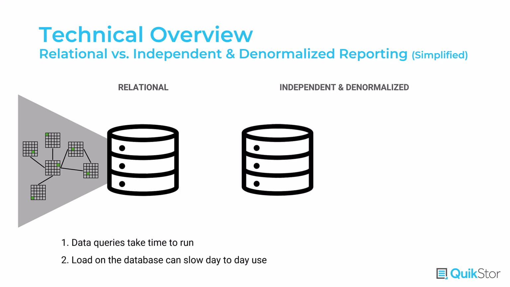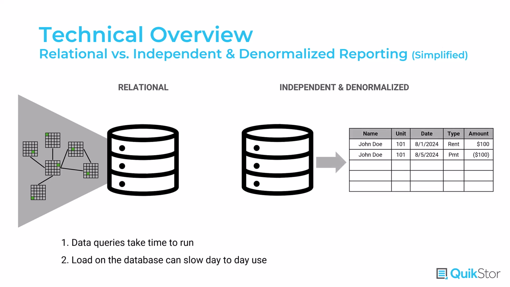In QuikStor Management Software, we have built a solution that gives us the best of both worlds. Every time something happens in your day-to-day use of QuikStor Management Software, it is stored in our operational databases. In parallel, it is automatically denormalized and copied to a completely independent database accessible for reporting. This achieves two key benefits as compared to systems that run their operations and reporting from the same relational database.